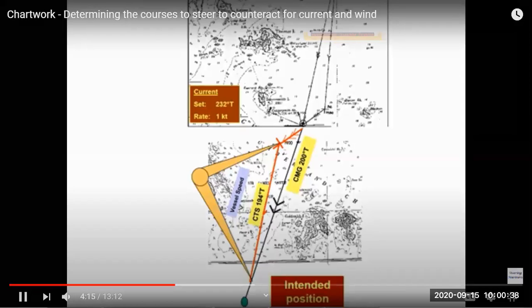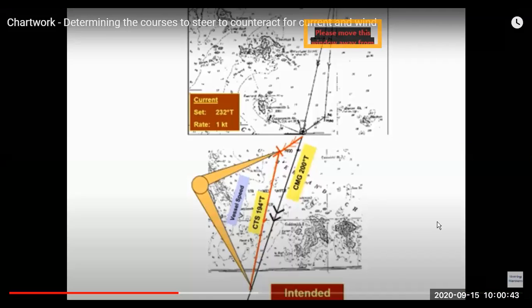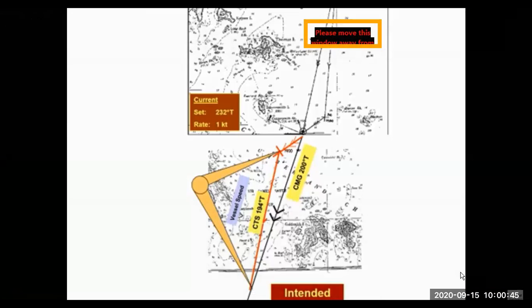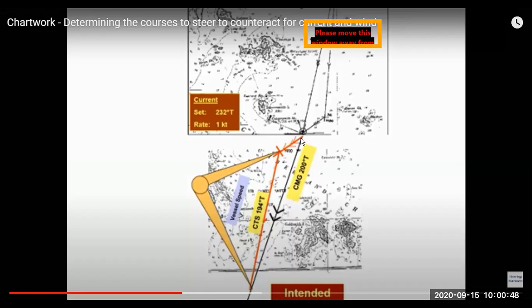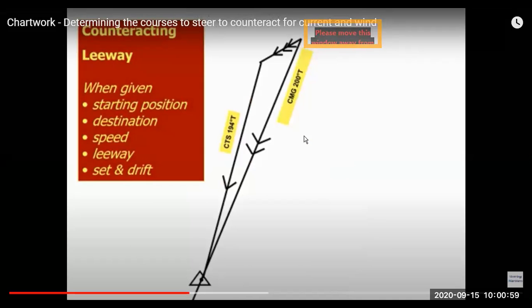So in counteracting, we always put the current in the starting, and after that we put the leeway. And in allowing, we put the leeway first and current in the final position. Here we are putting current at the start, because from the start we have to change the course on the steering or autopilot. So this is the same example. Course made good 200, current 232 at 1 knot, and we get the course to steer as 194, and we reach the final position.